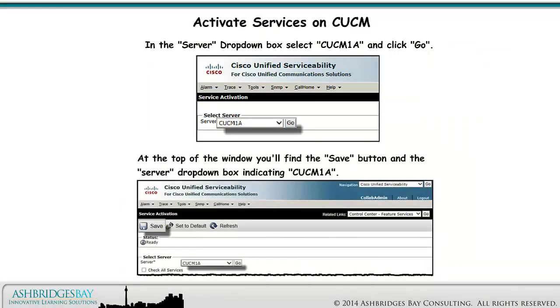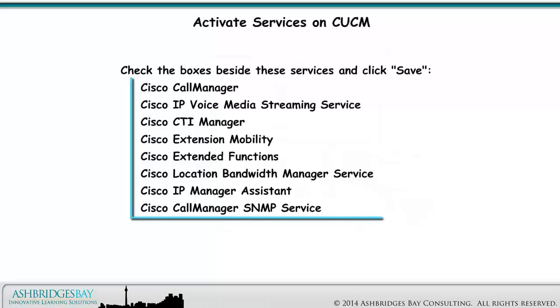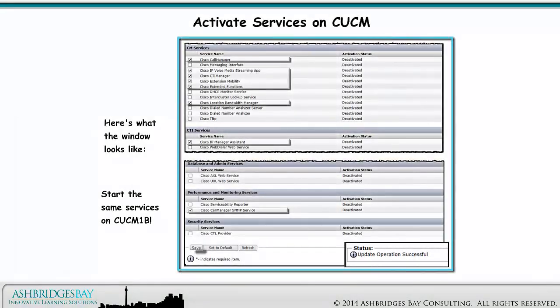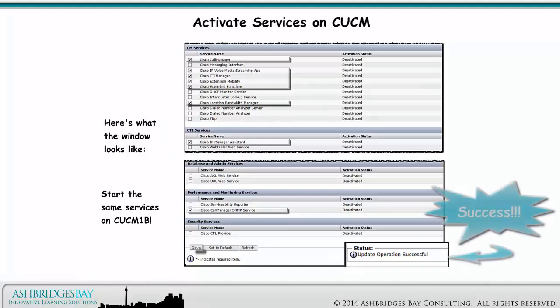At the top of the window, you'll find the Save button and the server drop-down box indicating CUCM-1A. Check the boxes beside these services and click Save. Here is what the window looks like. Start the same services on CUCM-1B. Make sure the update operation succeeds.